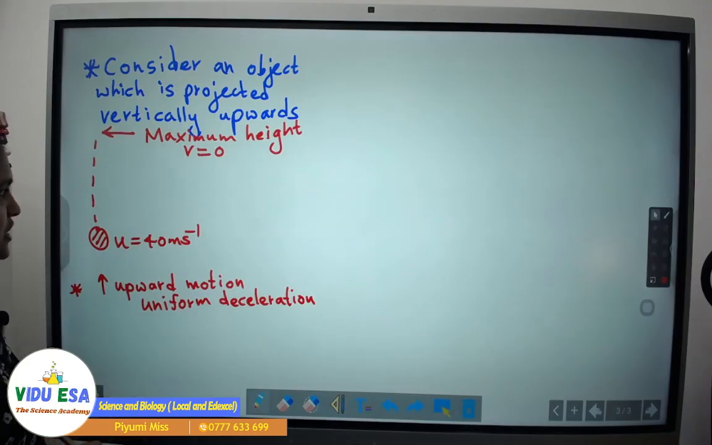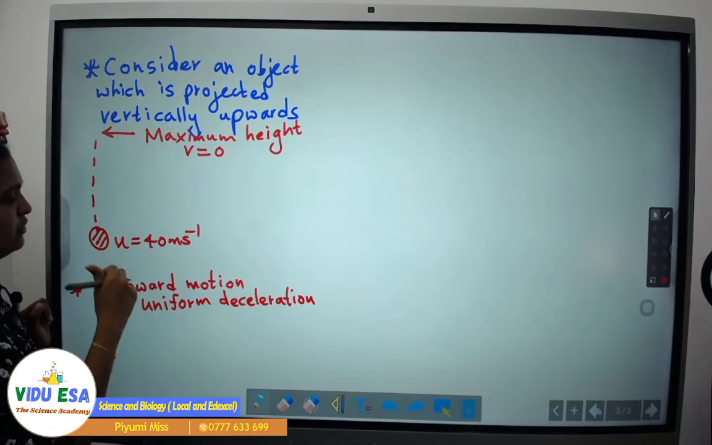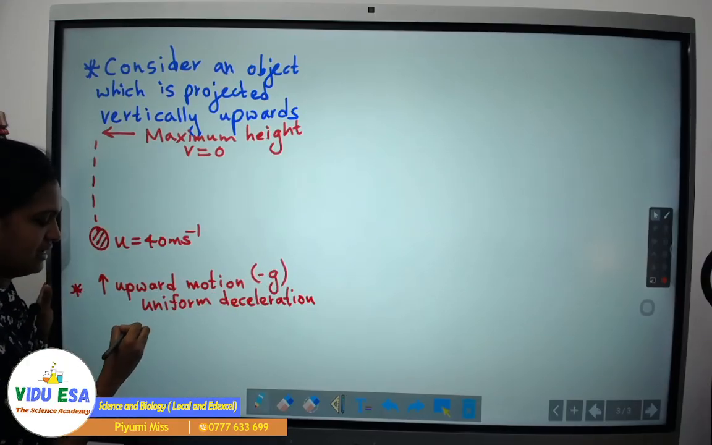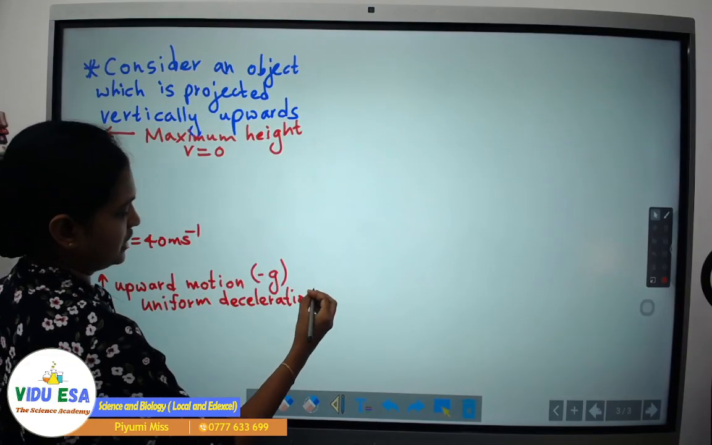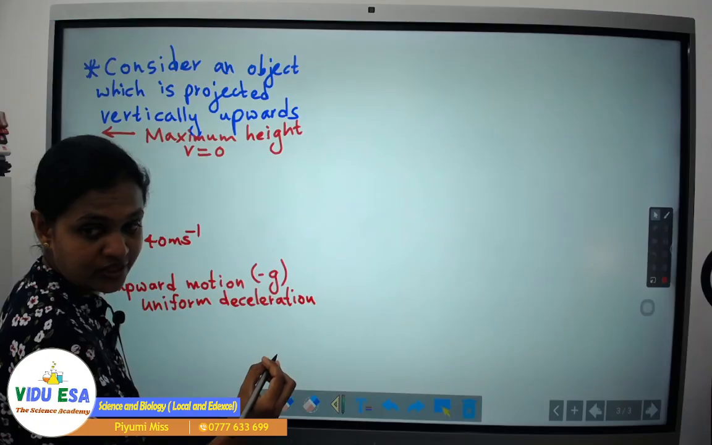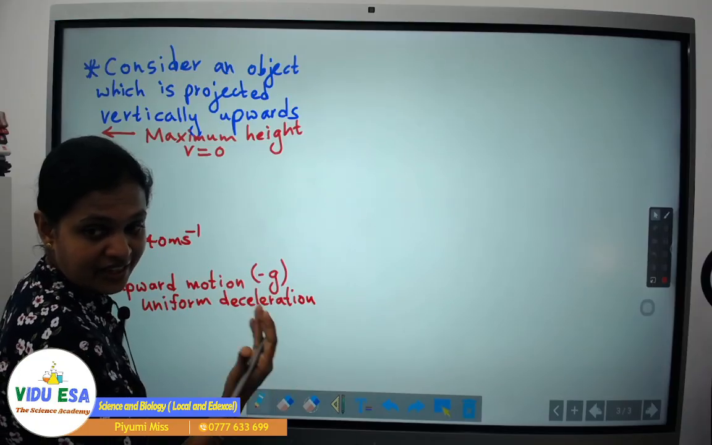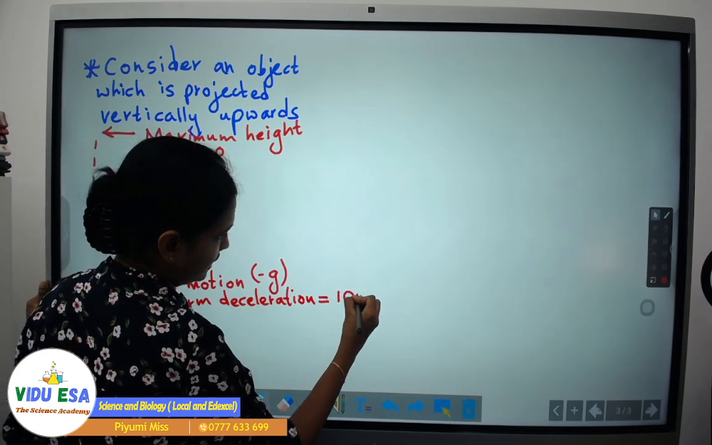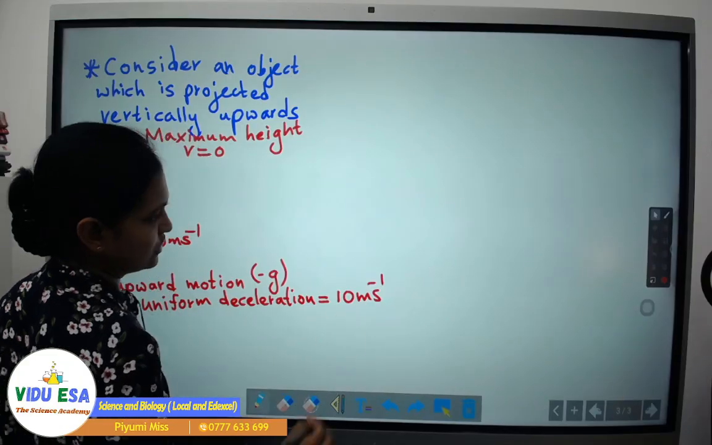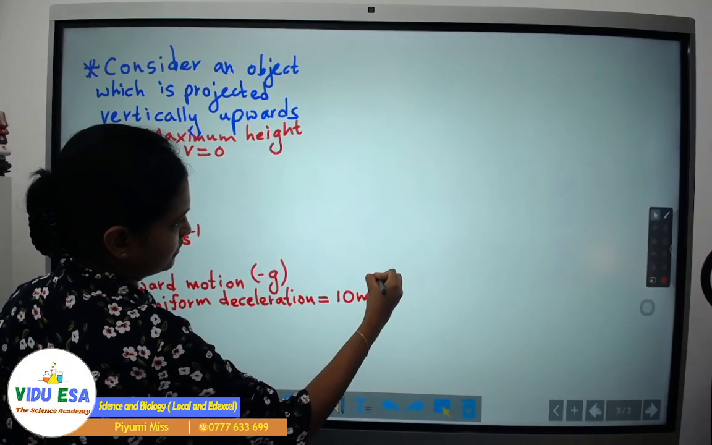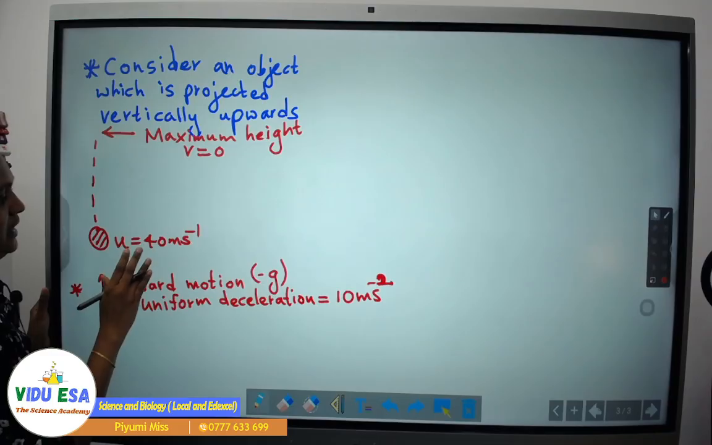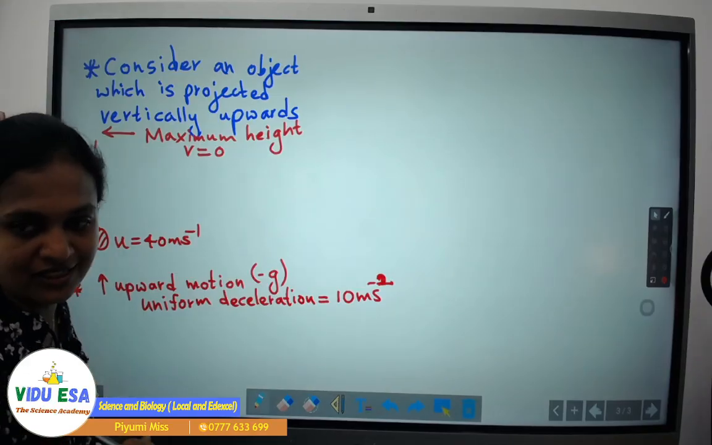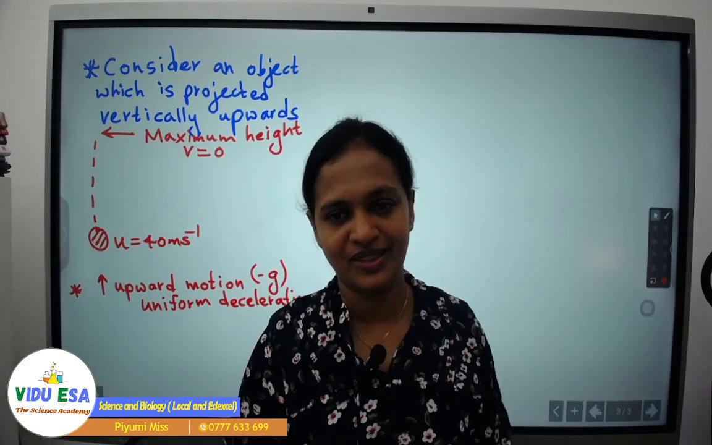And that is minus g. g is acceleration due to gravity. So upward motion is minus g, right? Since we have mentioned it as a deceleration, deceleration is a negative acceleration. So for deceleration we do not need to put a minus. That is 10 ms minus 2. 10 ms minus 2. Right? Okay.